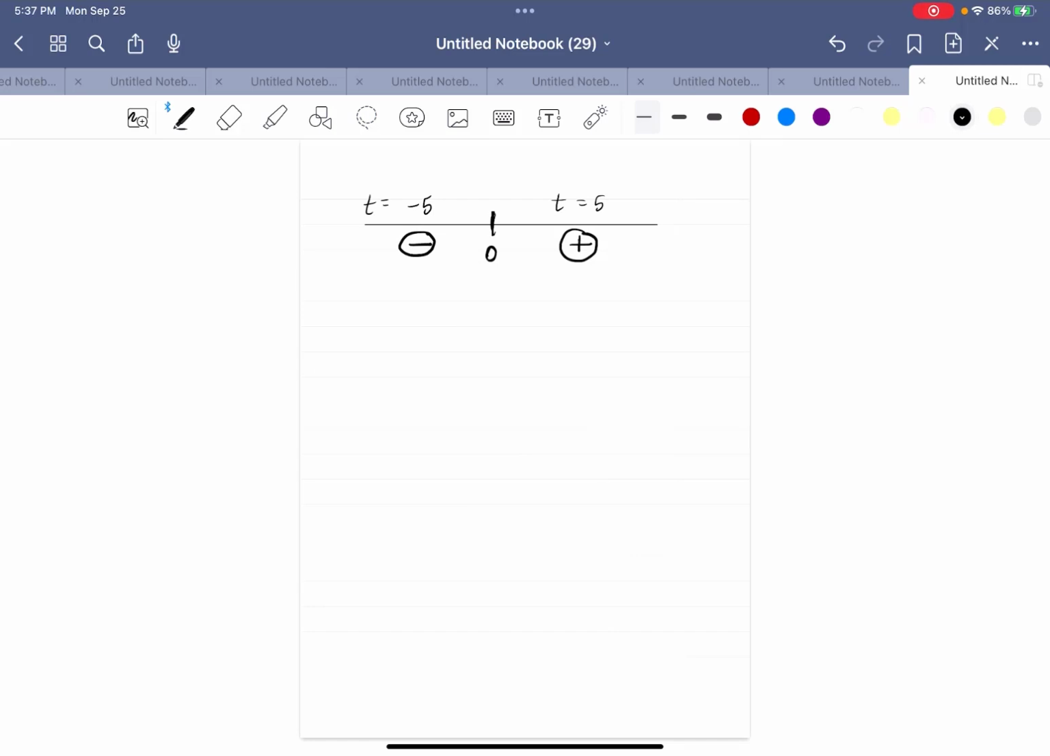So in conclusion, what we can say is that this function is decreasing from negative infinity to 0. And the function is increasing from 0 to positive infinity.